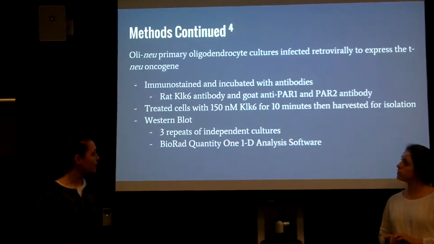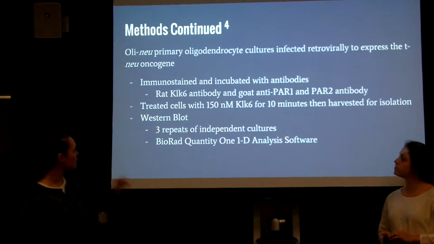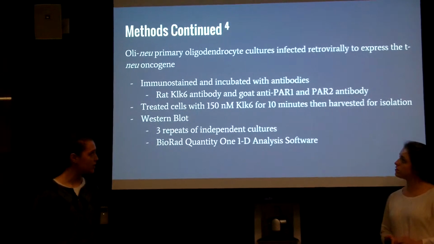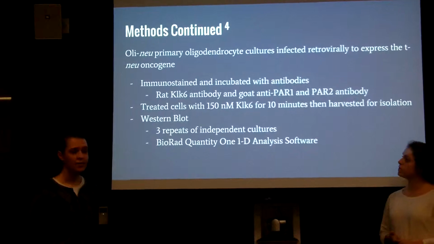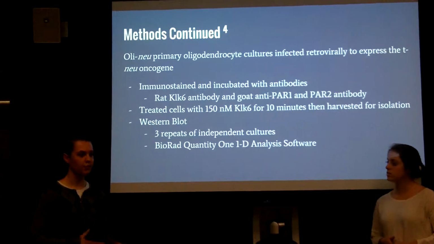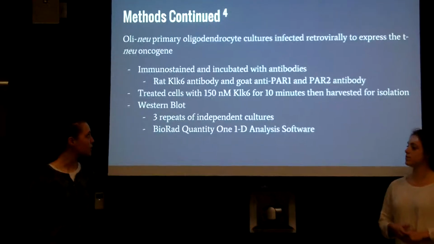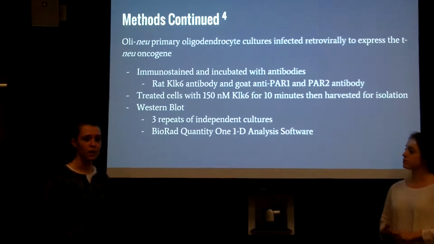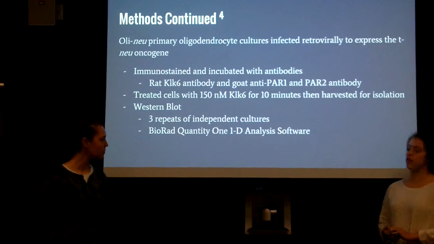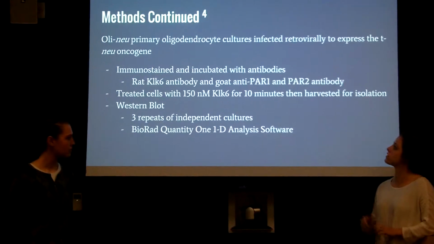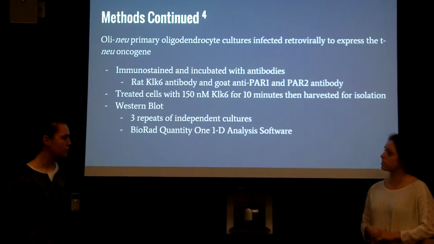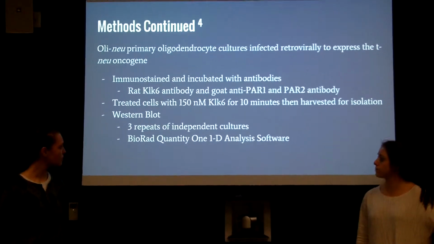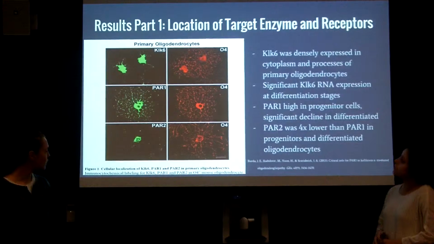They infected them retrovirally with this T-new oncogene, and then they stained and incubated the cells, and then they were able to fluorescently view and see which areas of these oligodendrocytes had high expression of the KLK6. Yeah, they used that with paired antibodies from other species like the rat and goat. And they used Western blot to quantify their data.